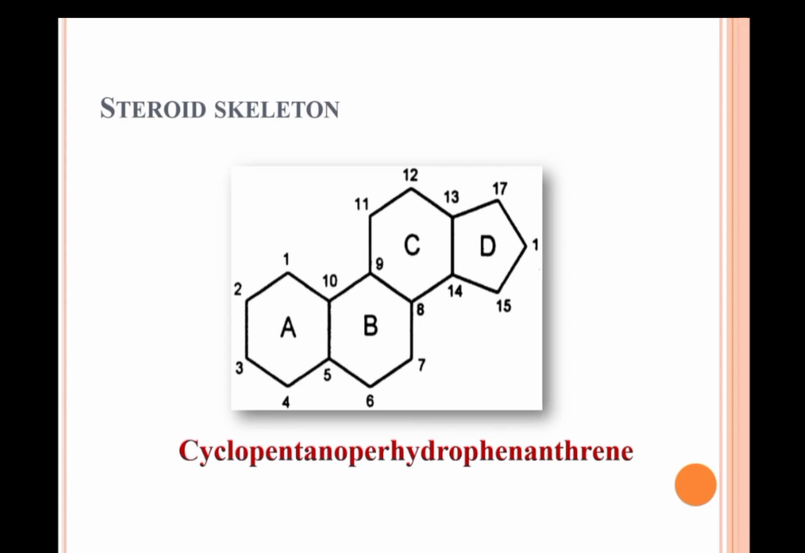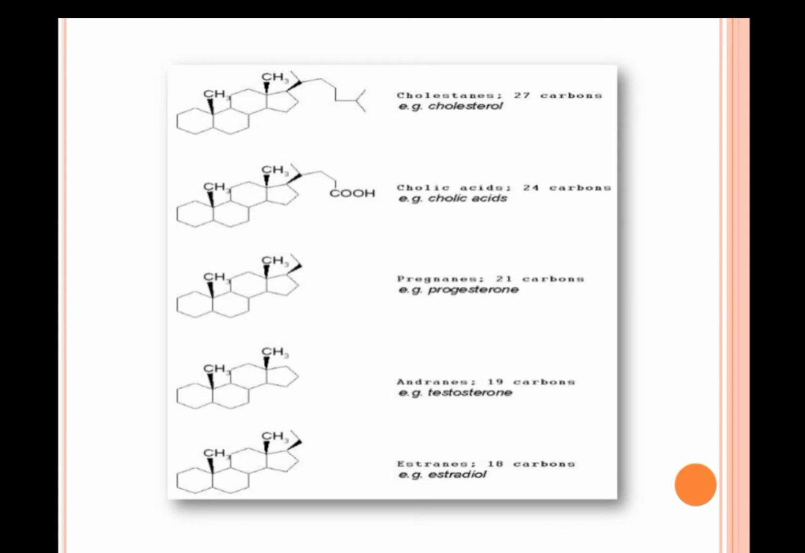The three rings A, B, C are 6-member cyclohexane rings and D ring is a 5-member cyclopentane ring. The steroids share a common 4-ring cyclopentaphenanthrene system, and are classified chemically into 5 major classes based on their total carbon number. Let's see what are the numbers of carbon and what is the name of the ring system.